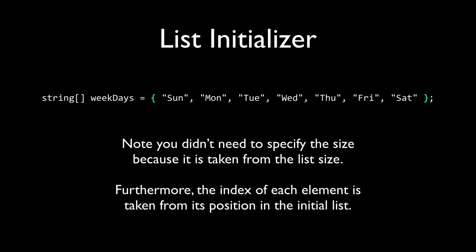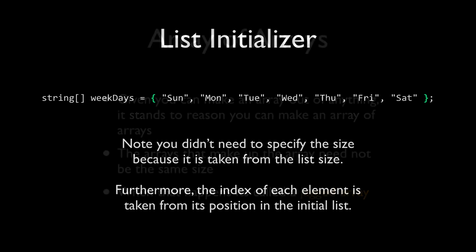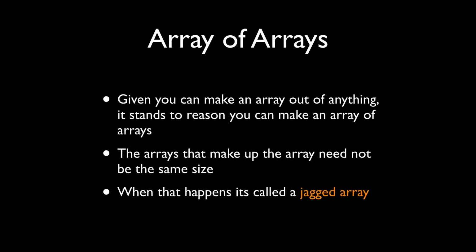So if you can make pretty much anything a list, you can make a list out of pretty much anything you want to. It stands to reason that you should be able to make a list of lists, right? So there's a special term for this. When you make an array of arrays, or a list of lists, if you prefer that term, they don't necessarily have to be the same size. They don't have to have the same number of things in them.